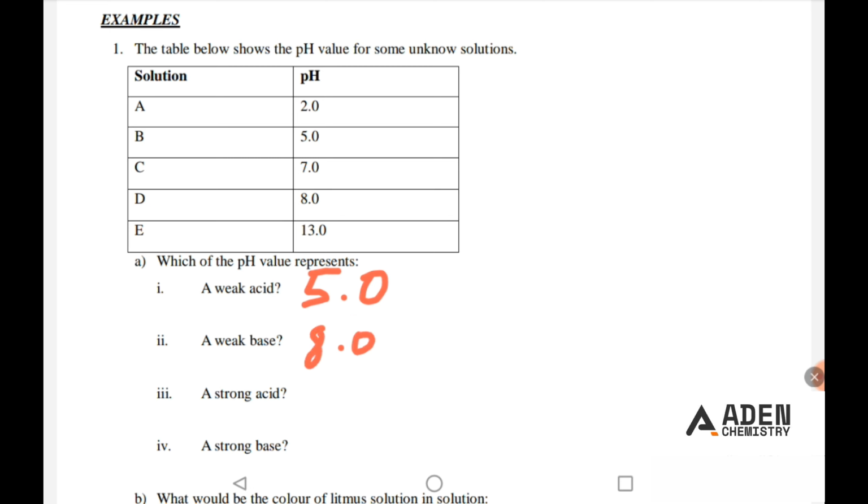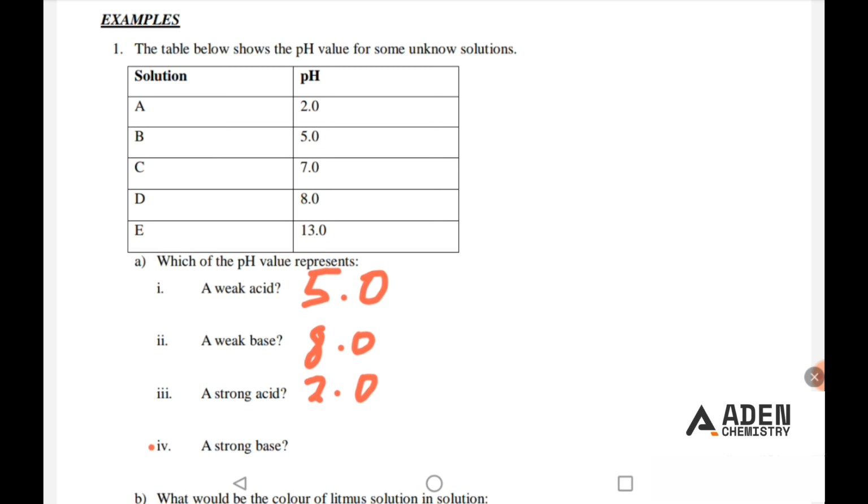So we proceed to Roman 3, a strong acid. For strong acid, the acids are these two, A and B. So 2.0 is very far from a pH of 7, so it will be for a strong acid. Remember, we say strong acids have a pH value of 0 to around 4. So we're going to say 2.0.